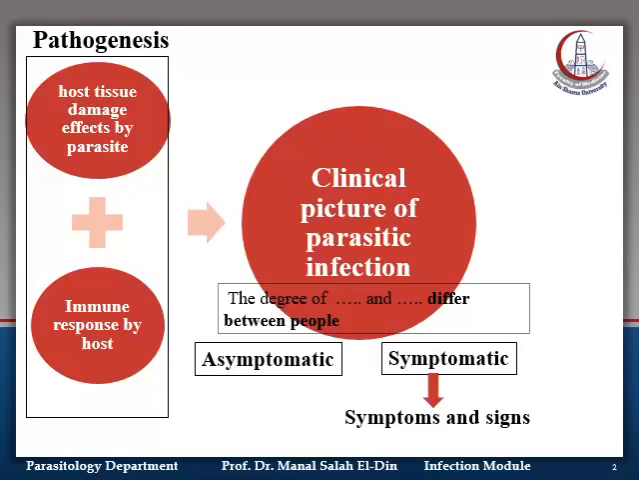Pathogenesis of parasitic disease depends on 2 points: the host tissue damage by the parasite and the immune response by the host. Both form the clinical picture of a parasitic infection. The degree of host tissue damage and the degree of immune response differs between people. So we can get an asymptomatic parasitic infection or symptomatic parasitic infections with symptoms and signs.